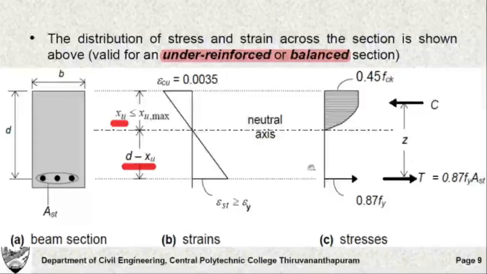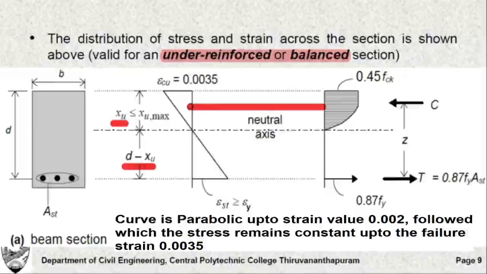Now let us discuss the stress distribution diagram. As we were discussing the flexural behavior of reinforced concrete sections in our previous lecture, at the limit state of collapse, the concrete stress-strain behavior becomes parabolic for the initial strains up to a strain value of 0.002, which you might have seen in the design stress-strain graph of concrete, followed by which the stress value remains constant up to a strain value of 0.0035.